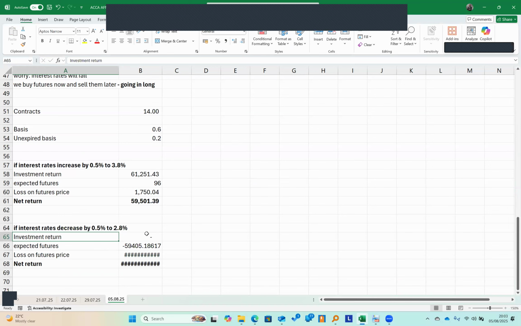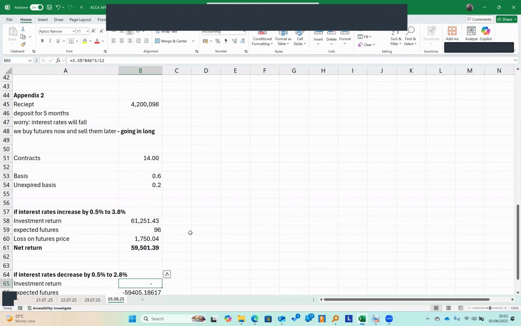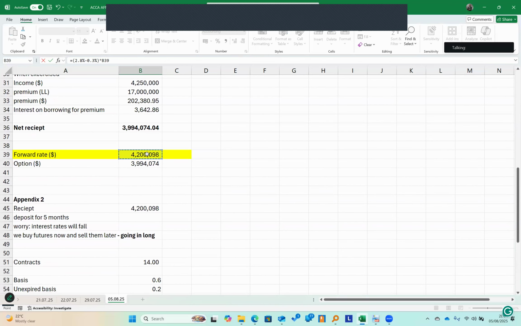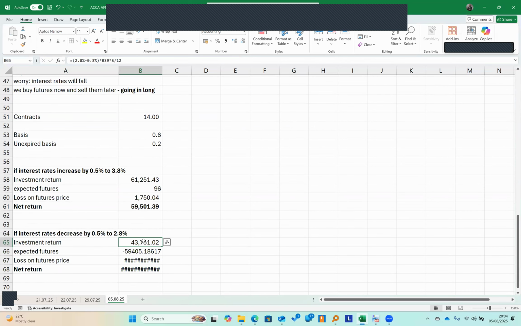So investment return, remember it was 3.5, but that is because we subtracted 0. So it was actually 2.8 minus 0.3. Okay, multiplied by the amount, multiplied by 5 of 12. So that is how much you will get, 43.